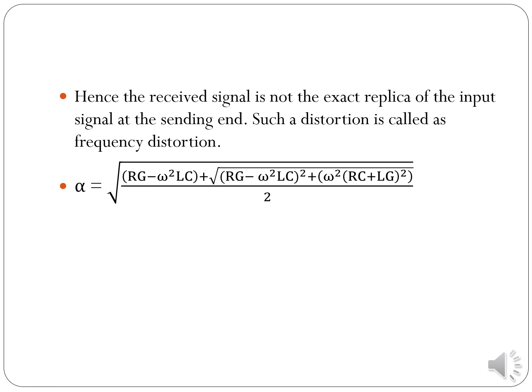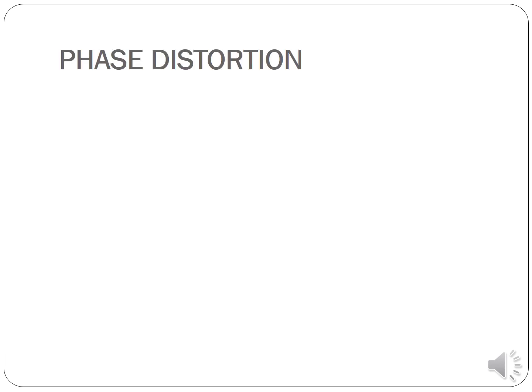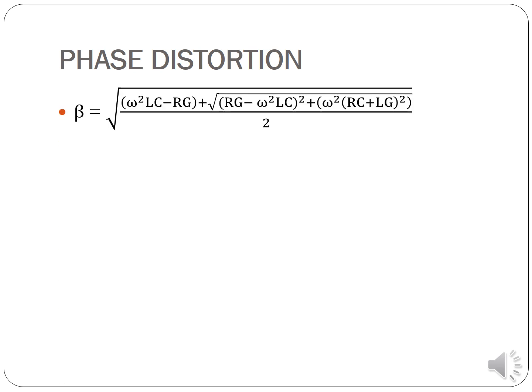So, alpha equals square root of ((RG minus omega square LC) plus square root of ((RG minus omega square LC) the whole square plus omega square (RC plus LG) the whole square)) by 2. Phase distortion: beta equals square root of ((omega square LC minus RG) plus square root of ((RG minus omega square LC) the whole square plus omega square (RC plus LG) the whole square)) by 2.